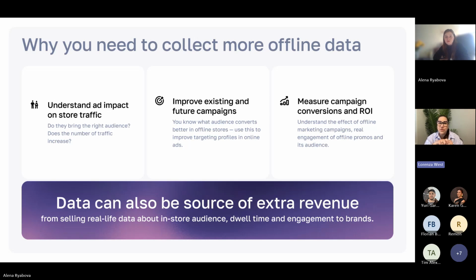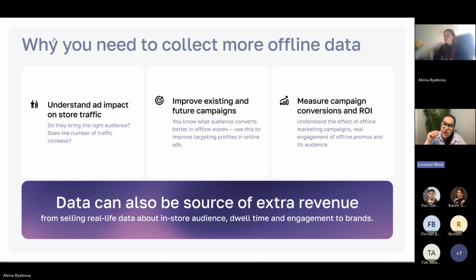Improving existing and future campaigns. Knowing what audience converts better in offline stores. Use this to improve targeting. Yeah, exactly. Once we can start to read the data, we can start to see what our marketing efforts and how it affects. Then we can start tweaking and adjusting it to get the audience driven to the store, the particular audience that we're looking for.